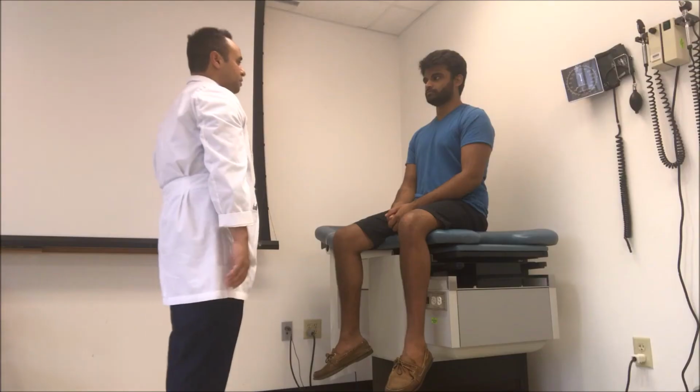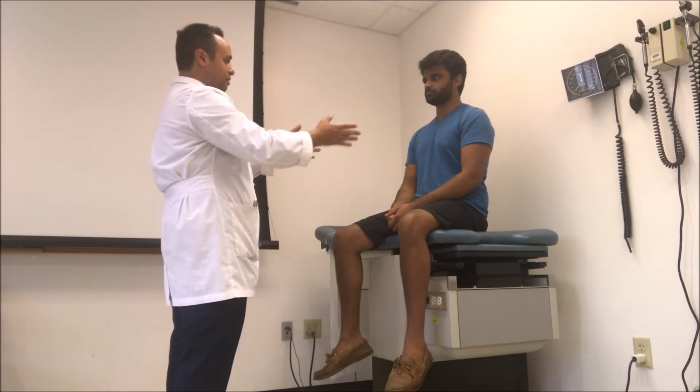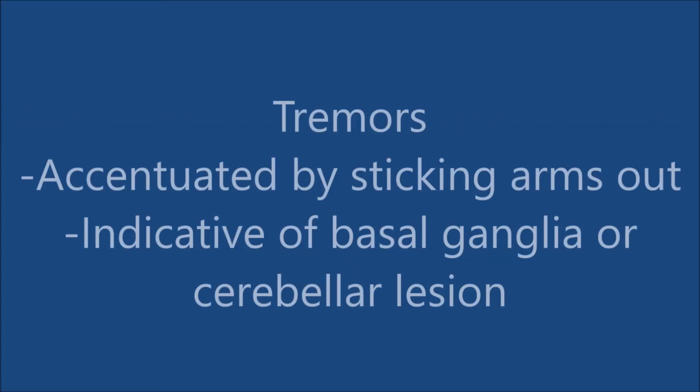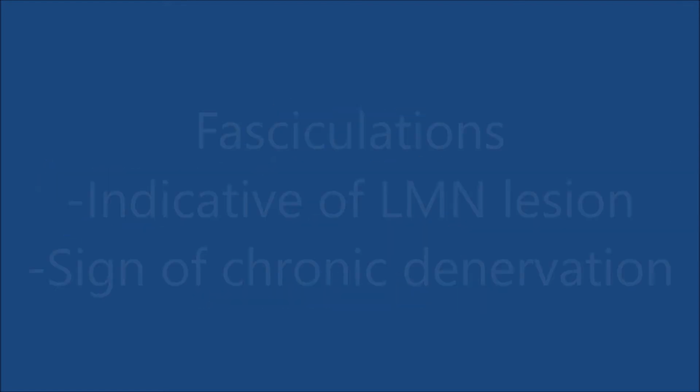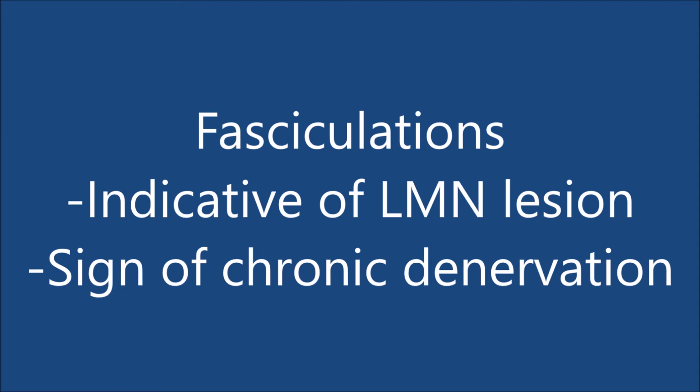Next, we'll be assessing the patient's motor exam. Now, you'd always start this exam by simply inspecting the patient. Note for any abnormalities in posture or gross involuntary movements such as tremors or muscle twitching termed fasciculations. Now, tremors can actually be accentuated with certain postural movements such as holding their arms out against gravity. Tremors would indicate an underlying basal ganglia or cerebellar lesion. Muscle twitching or fasciculations indicate underlying lower motor neuron damage, and this is typically a sign of chronic denervation.